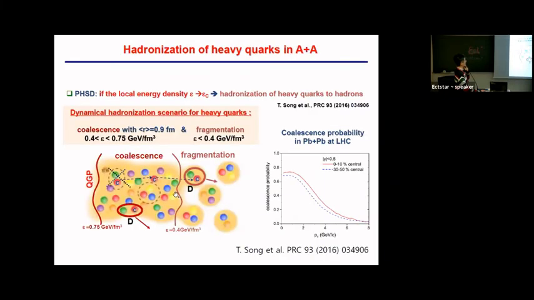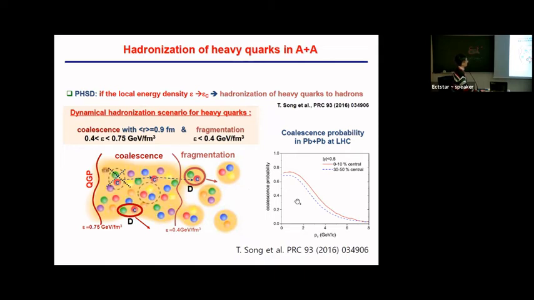So how is it realized in PHSD? When the local energy density is 3 quarters GeV per cubic Fermi, then we start coalescence. We try coalescence, and repeat coalescence again and again until the local energy density reaches 0.4 GeV per cubic Fermi. And if some charm quark still does not do coalescence, then we force that charm quark to hadronize through fragmentation, like in proton-proton collision, because eventually all charms should be hadronized. So, no other way, we should force this charm to hadronize.